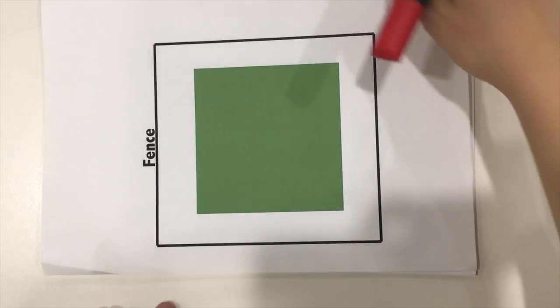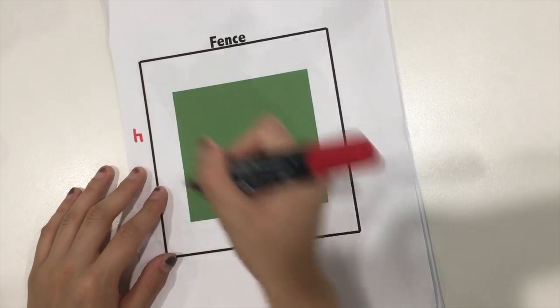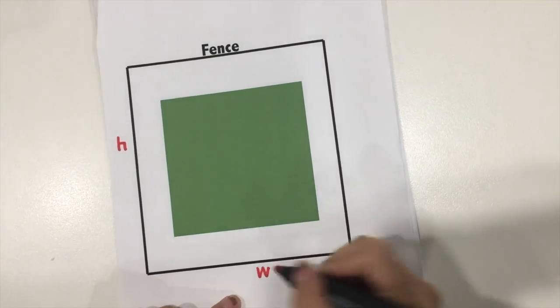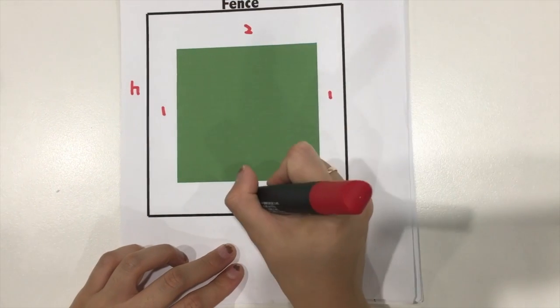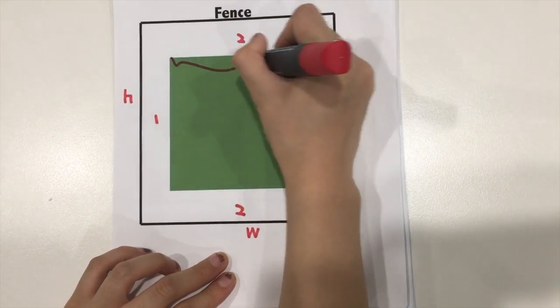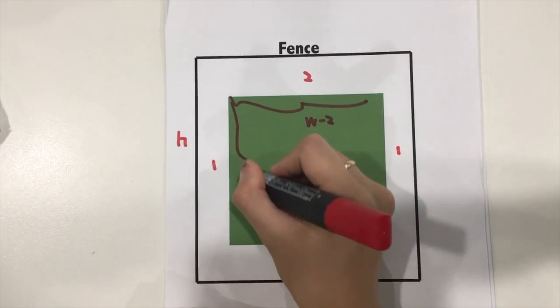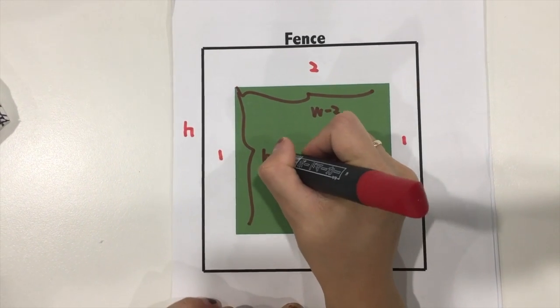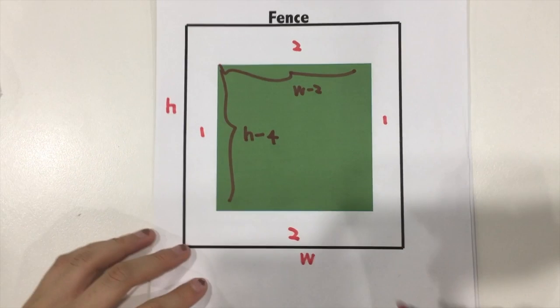Okay, firstly, I show our data on our mathematical model. This is the height, this is the width. We subtract 1 at left and right side. We subtract 2 at top and bottom side. And our green area is height minus 4 times width minus 2. Our question is what dimension will give us the largest green area.